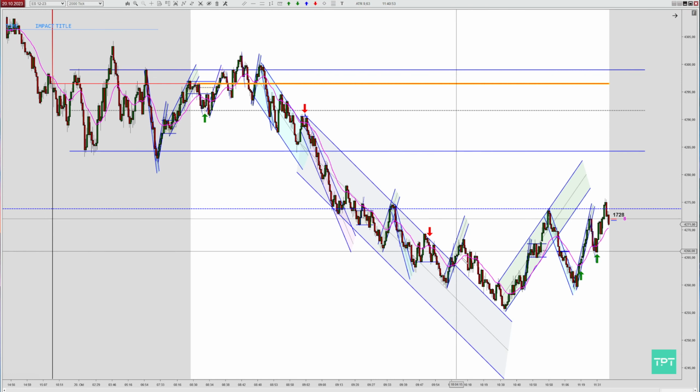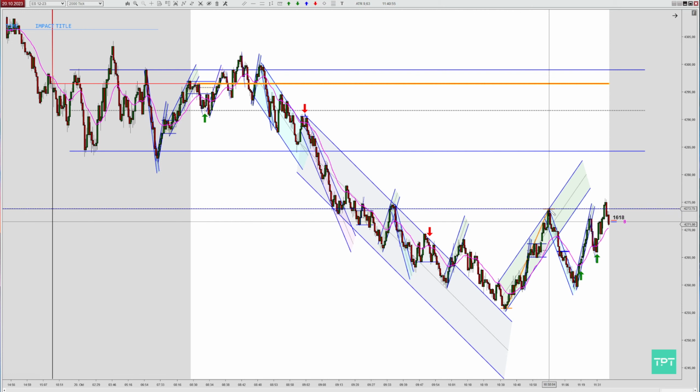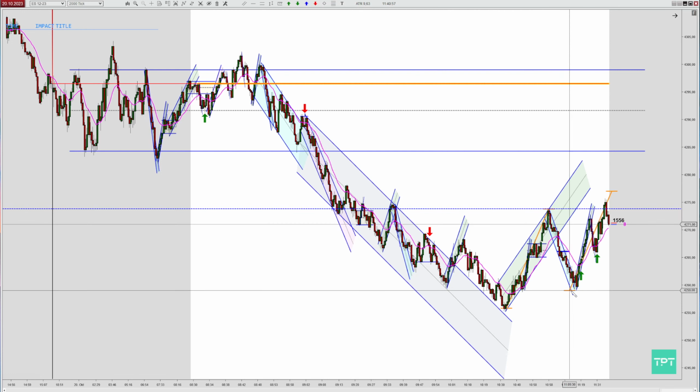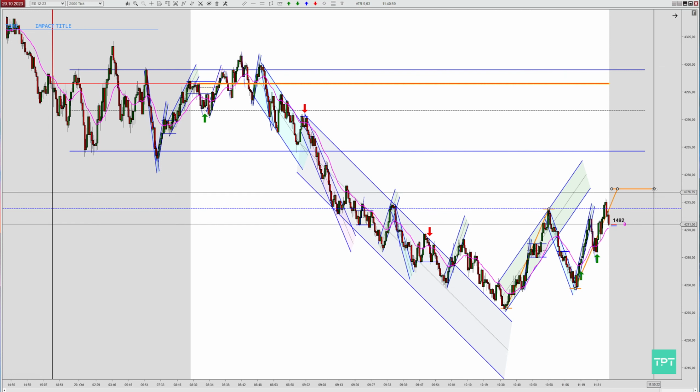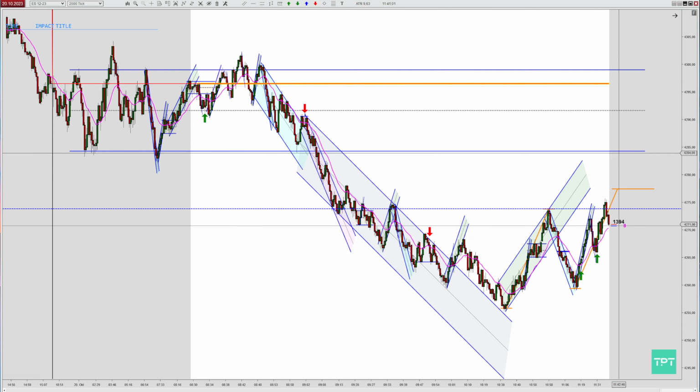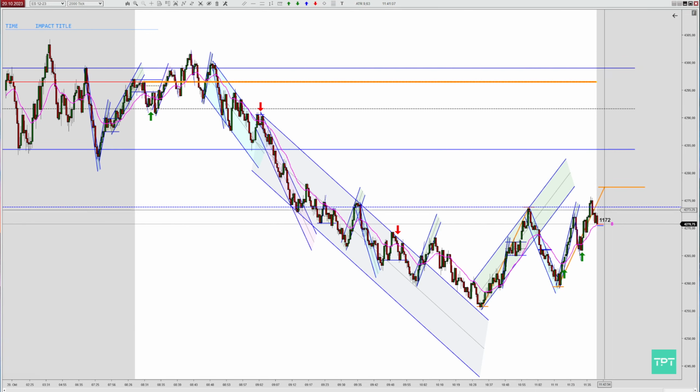And if you measure, for example, this leg up here, then there's a potential second leg here that doesn't bring us to the retest of the range, but this could be a potential target if prices decide to go higher here and find support around the EMA.